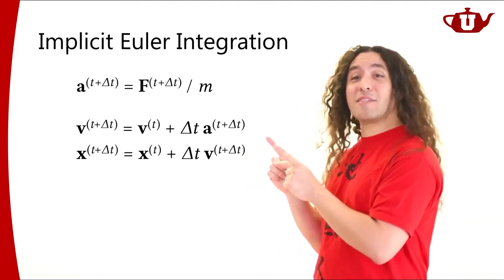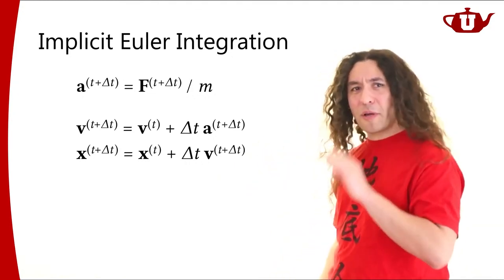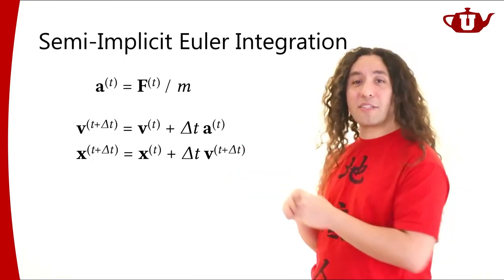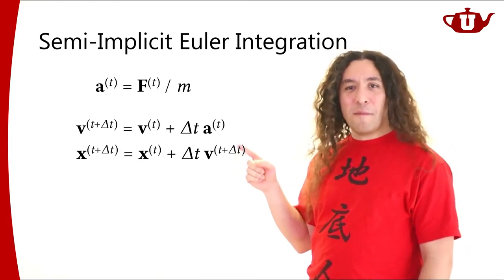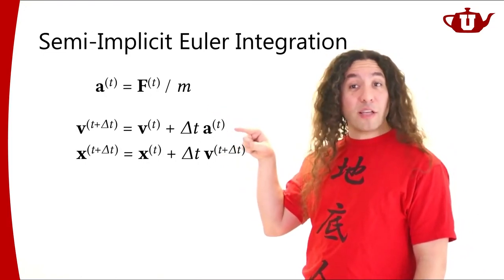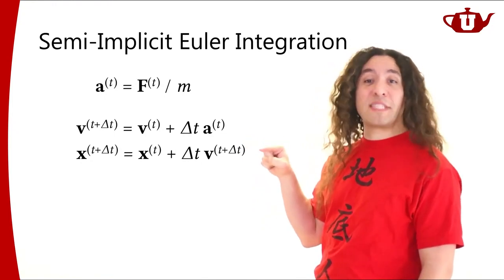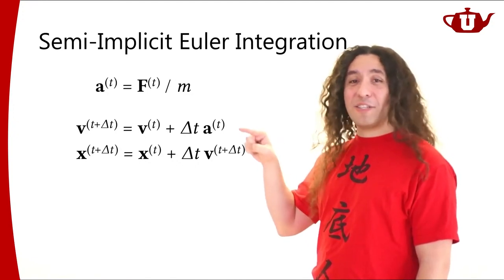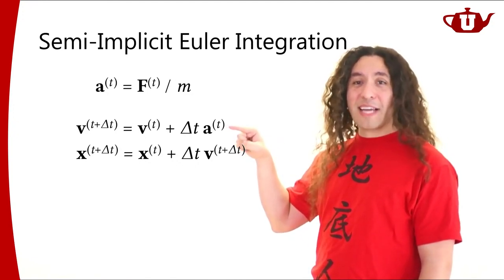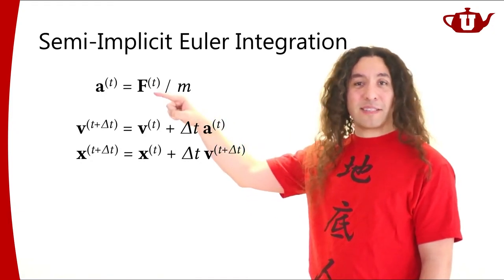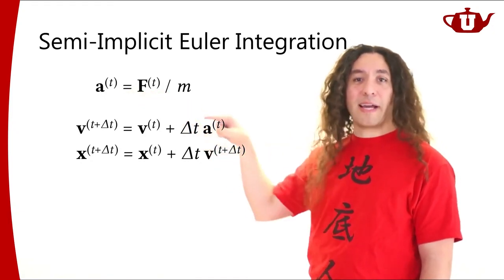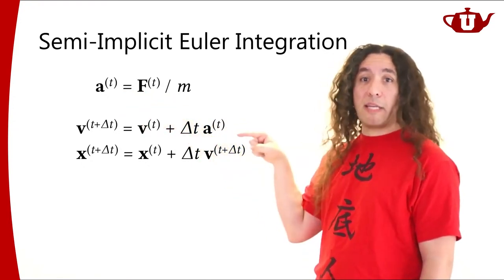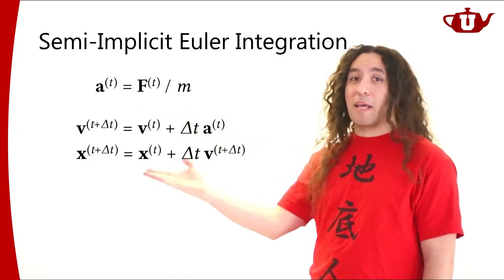But there is something sort of in between the two. That's what we call semi-implicit Euler integration. And this is a very, very popular thing to do. With semi-implicit Euler integration, I am explicitly computing the velocities, but then I'm using the implicit integration formula for positions. And this is very easy to do because I can compute the acceleration explicitly using the current state. I compute the forces, I get my acceleration, I get my velocity.